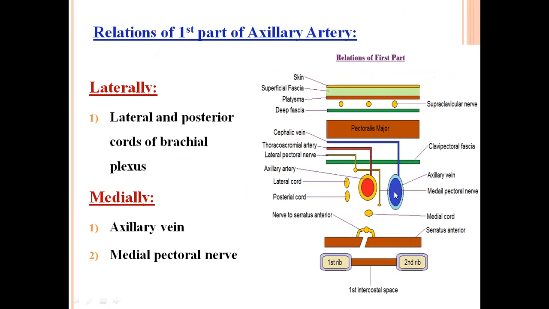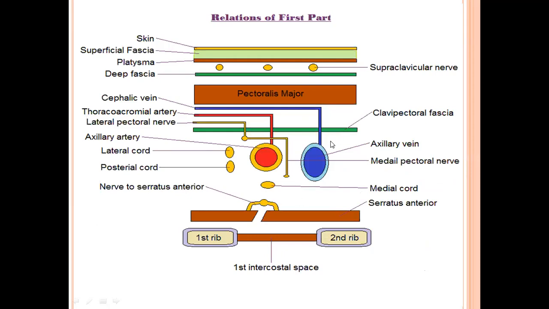Medially, throughout its course, this axillary artery is related to the axillary vein. Not only that, you are finding the medial pectoral nerve. If you remember, the nerve supply of the pectoral muscle was coming from the medial and lateral pectoral nerves. So that nerve is seen here as one of the medial relations of the axillary artery.